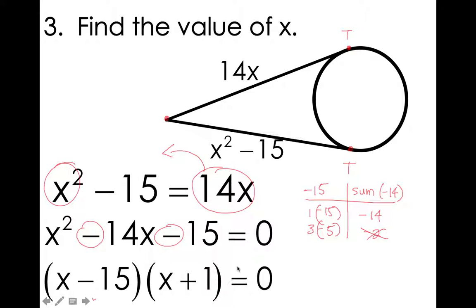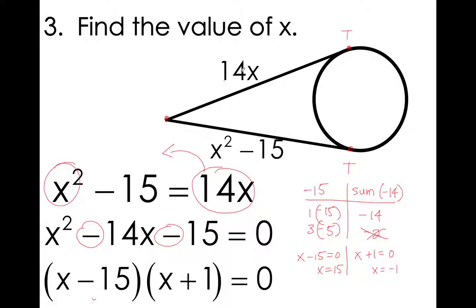this. But now we also have to remember that I have to set both of these equal to 0. And when I set them equal to 0, that means x is equal to +15 and x is equal to -1.